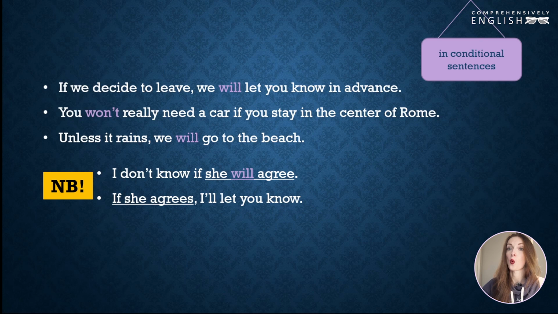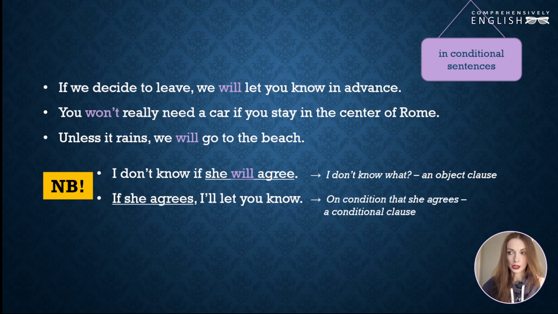So I don't know what. Here we can absolutely use will as a modal verb expressing willingness or desire to do something, because it's an object clause. I don't know what, an object clause. If she agrees, I'll let you know. If she agrees is a conditional clause here, so we must not use will. On condition that she agrees, a conditional clause. Will is not possible here.